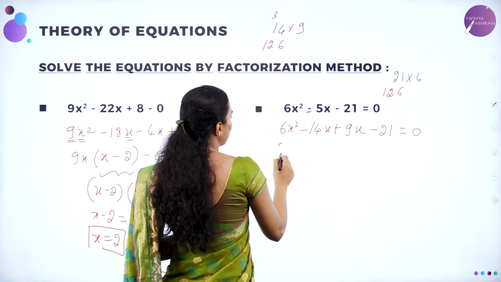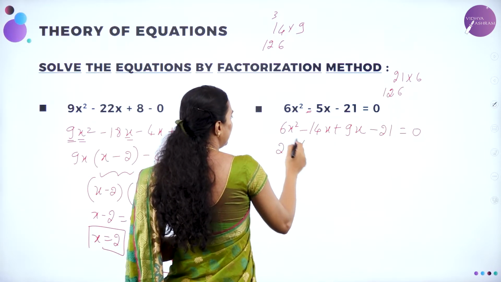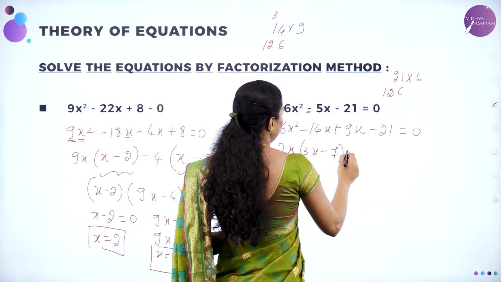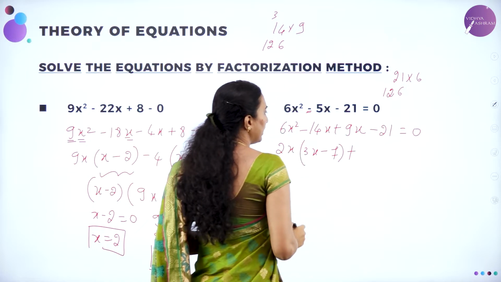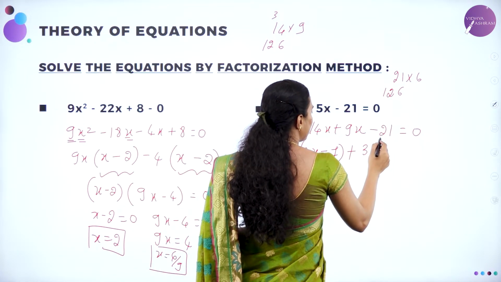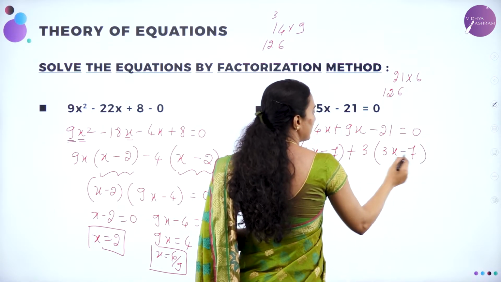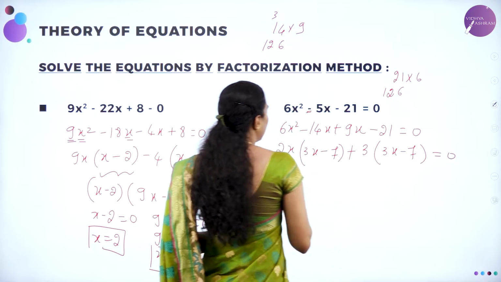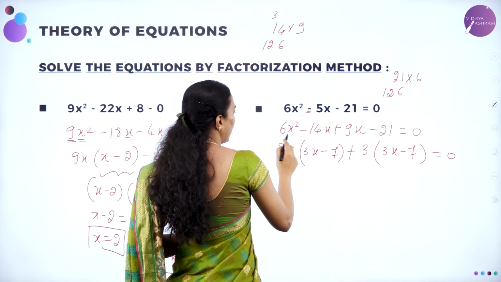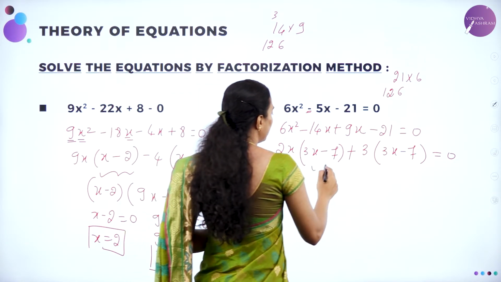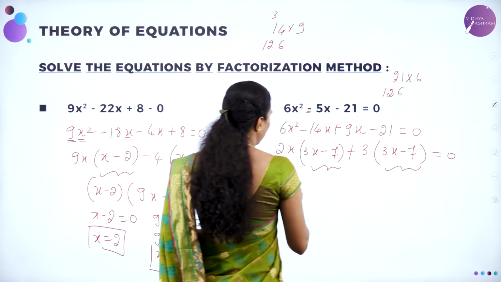If you take 2x common, remaining here 3x minus 7. Again plus, from this you can take 3 common. So remaining is 3x minus 7, because 7 3s are 21, correct? Here 2 3s are 6x squared, 2 7s are 14. So therefore from these two I can take 3x minus 7 common.